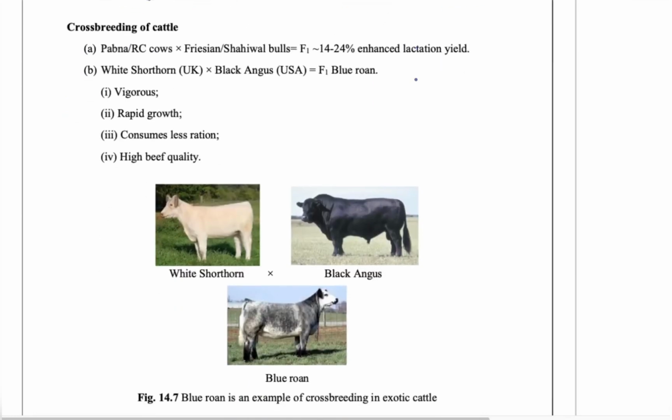Now the crossbreeding of the cattle. So you have Pabna, we have already discussed it, the RC cow, and the other varieties like the Sahiwal bull. So the F1 progeny, the first filial generation progeny, will have 14 to 24% enhanced lactation yield. This is very, very important because we want milk from them, so a higher lactation yield is necessary. Then there is the UK variety and the USA variety. We cross them, and the F1 Blue Roan is there. It has increased vigor, rapid growth, consumes less ration, and has high beef quality also.